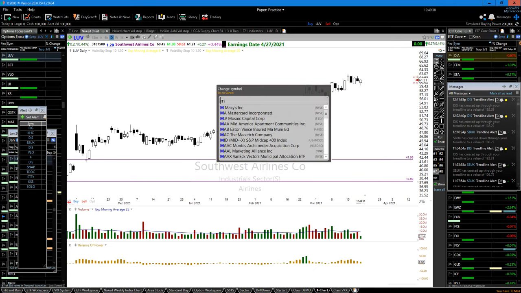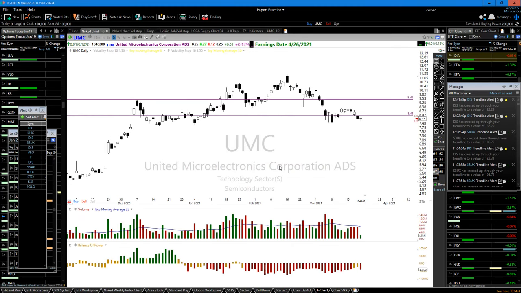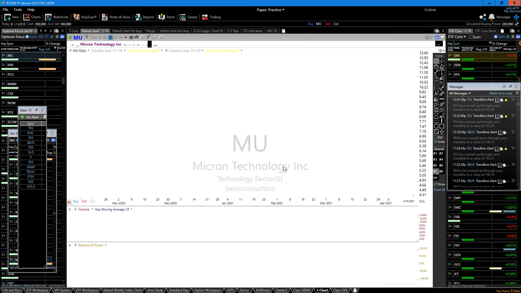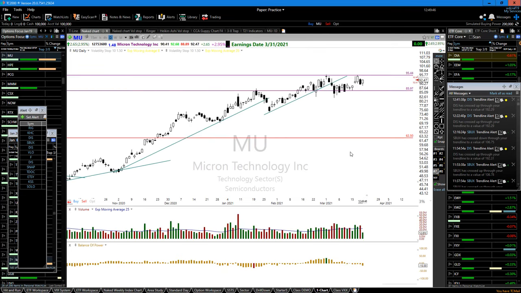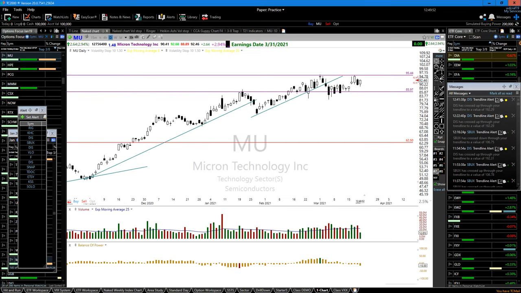Let's take a look at that MU. He says MU is setting up nicely. Let's take a look. Oops, that's not MU. MU setting up nicely. I agree. MU could be setting up nicely. This little resting pullback in here that's going on right now, we could be contacting this little trend starting to move here. And I could probably take this trade.